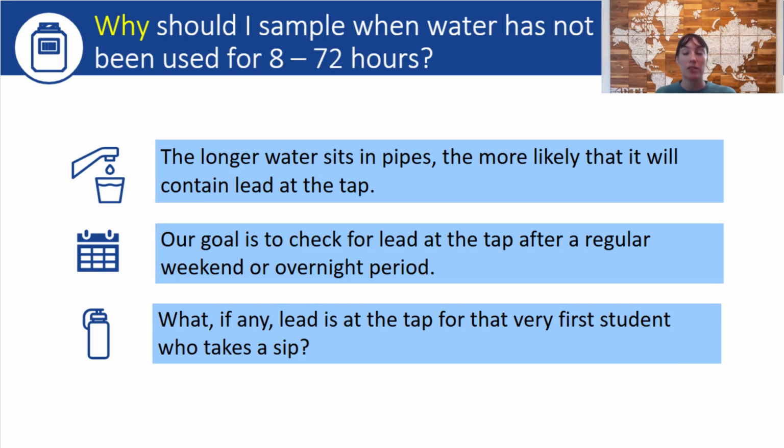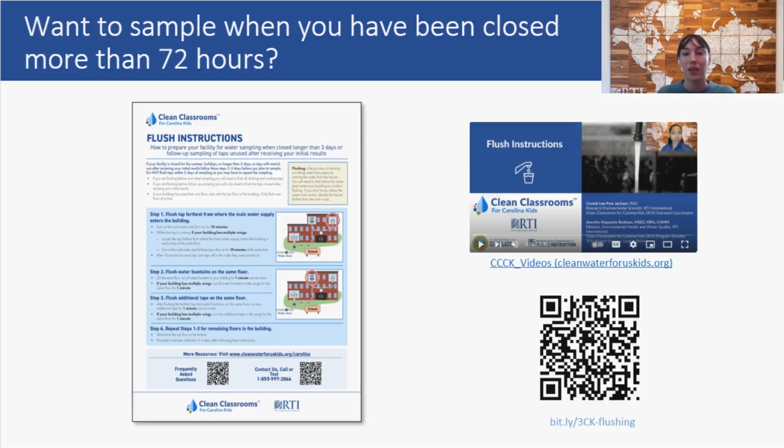Why should you sample when water has not been used for 8 to 72 hours? The longer water sits in pipes, the more likely that it will contain lead at the tap. Our goal is to check for lead at the tap after a regular weekend or overnight period. Now, what, if any, lead is at the tap for that very first student who takes a sip? Since we're focused on protecting children's health, we are focused on this question. Want to sample when you have been closed for more than 72 hours? If so, you can follow our Sample When Closed guidance in our training and resources page.